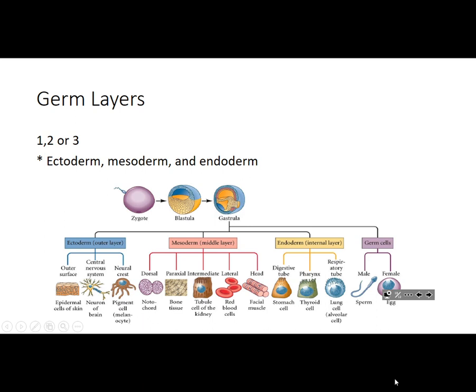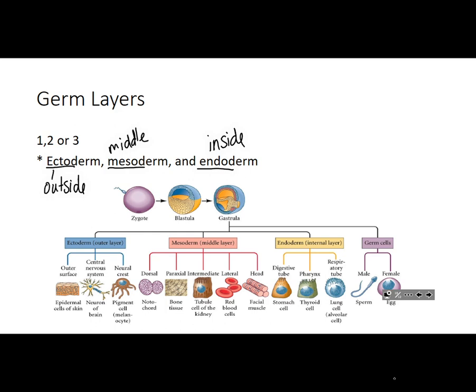Germ layers: one, two, or three germ layers. So we have ectoderm. Ecto means out, so that's your outer layer. We have meso, which is the middle germ layer, and endo, which is the inside, the inner germ layer. Certain organisms are only going to have maybe one or two, and then as you get more complex, like humans, we have three. We've got all three germ layers.